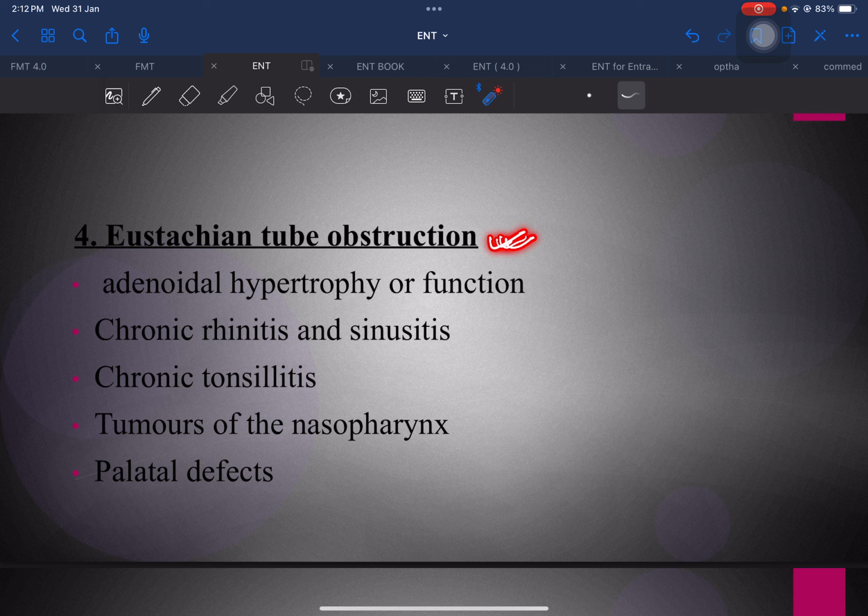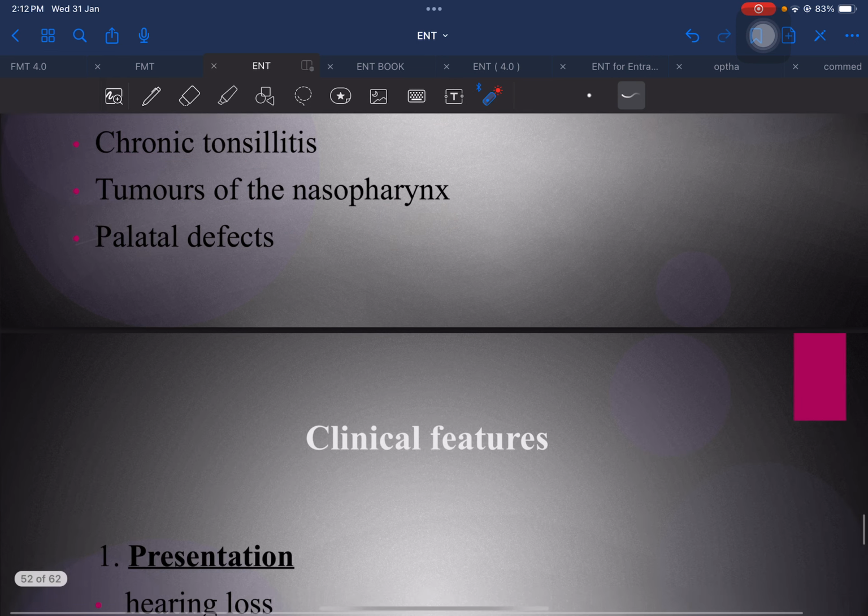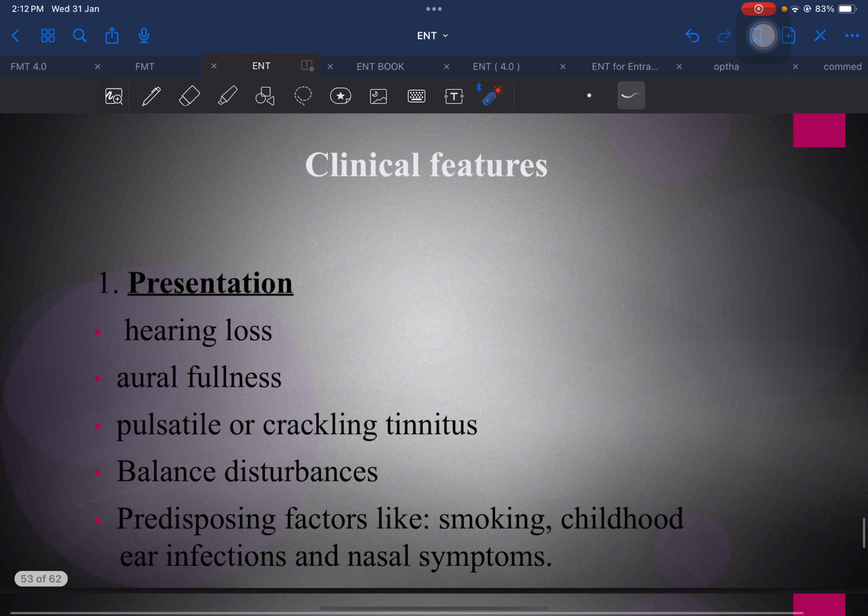We mentioned intrinsic and extrinsic factors. Talking about the intrinsic factors, we talked about infections and allergies. Under these infections, there can be chronic rhinitis, sinusitis, chronic tonsillitis. And under the extrinsic factors, we talked about nasopharyngeal tumor, adenoids, and similarly palate defects. Now, talking about the clinical features.